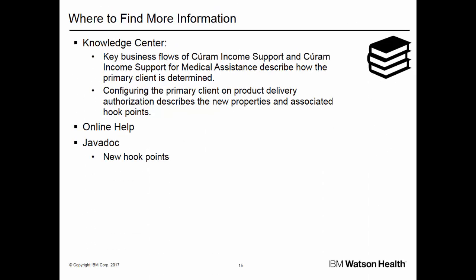You can find more information about these updates in the IBM Knowledge Center for Curam SPM. Specifically, look in the following sections: Key business flows of Curam Income Support, Curam Income Support for Medical Assistance, especially the subsections labeled Authorizing Eligibility, Recording Change of Circumstance, and Configuring Income Support. Also, configuring the primary client on product delivery authorization. In addition, the online help has been updated, and the Java doc describes the new hook points.